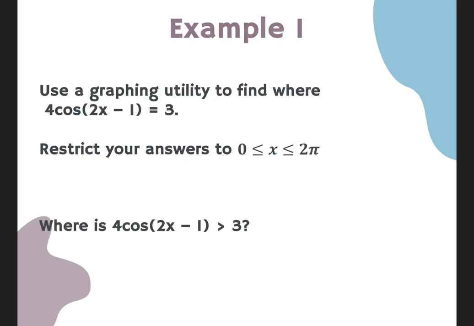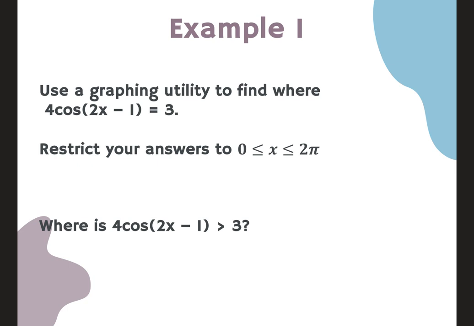So we continue with inequality. Well, we'll continue with equations, and then we'll also bring in inequalities. On this question, it says use a graph utility to find where 4 cosine 2x minus 1 equals 3. And then it says restrict your answers from 0 to 2 pi. And then it asks where is cosine greater than 3.